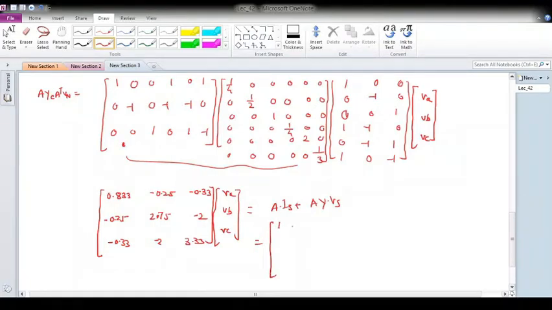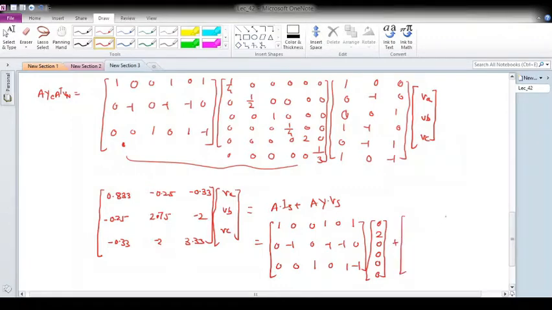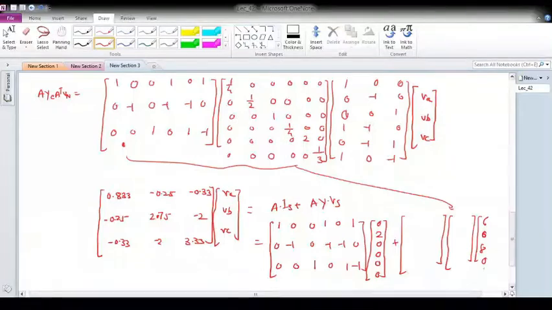Okay, so it is 1 0 0 1 0 1 0 minus 1 0 minus 1 minus 1 0 0 0 1 0 1 minus 1, multiplied with the source vector, which was 0 2 0 0 0 0, then plus A, this is the same A, Y, again Y will be your this Y, A Y into the source vector, which was the voltage source vector, which was 6 0 8 0 0 0. Basically this is your A matrix.